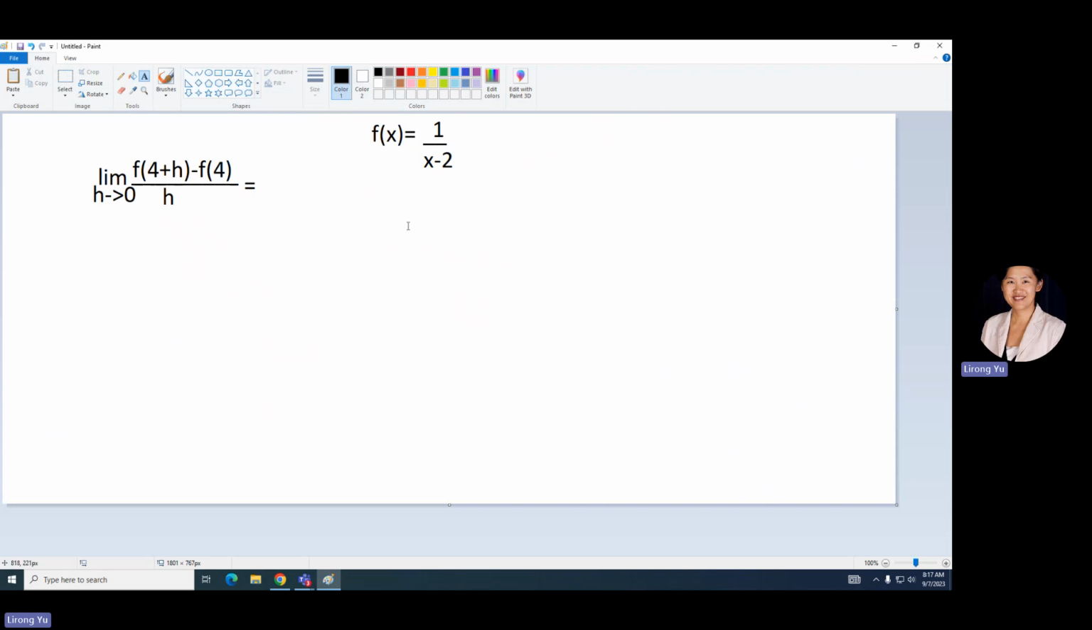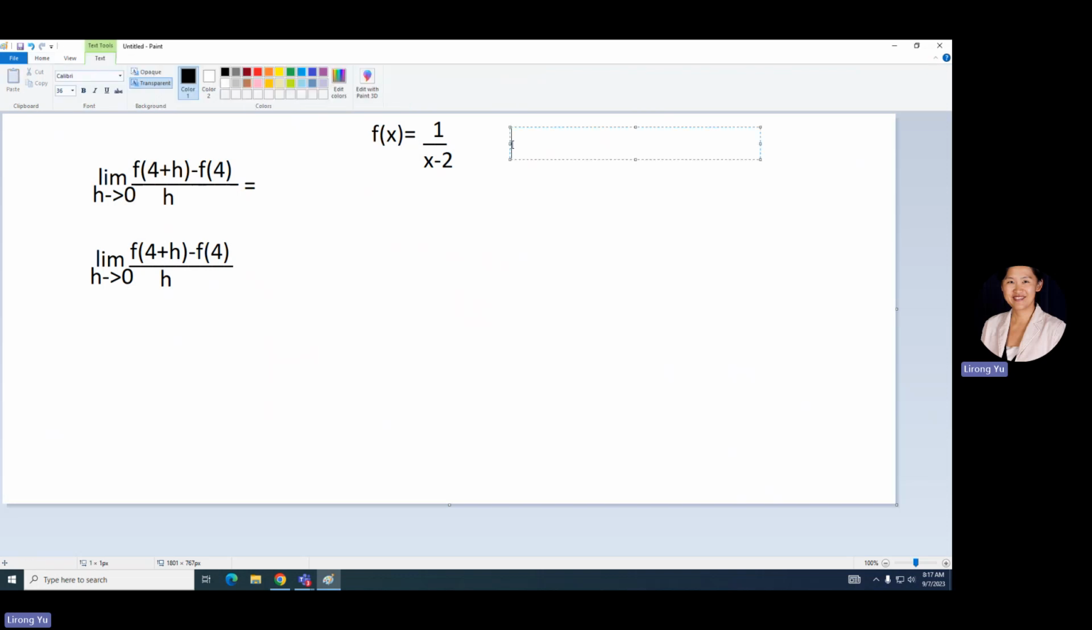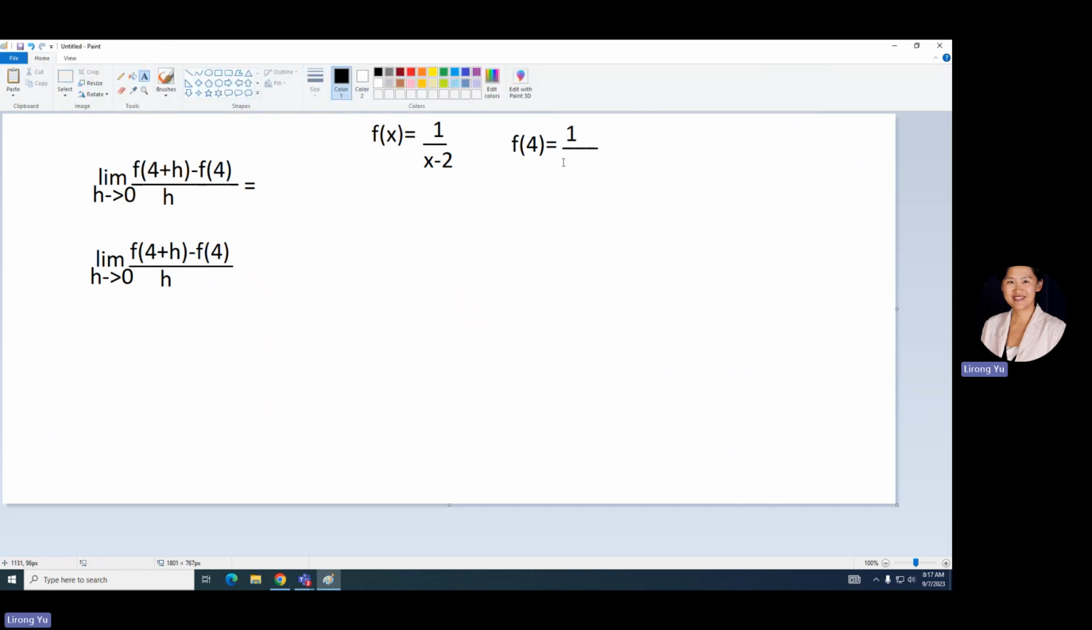All right, so how do we write it out? This one is a fraction, so it won't be as lengthy as a big polynomial. What we can do is write out f of 4. It equals 1 over 4 minus 2.